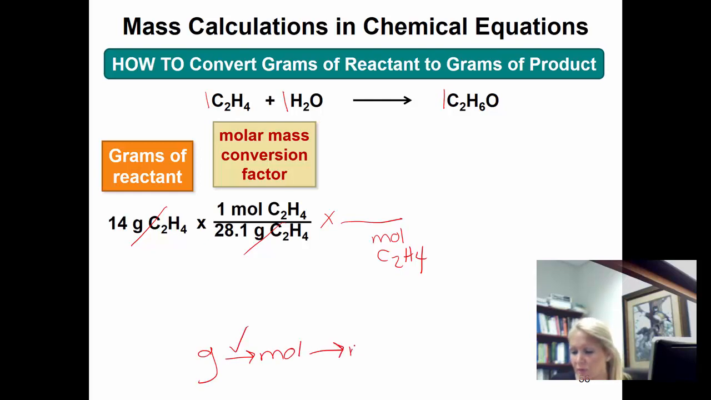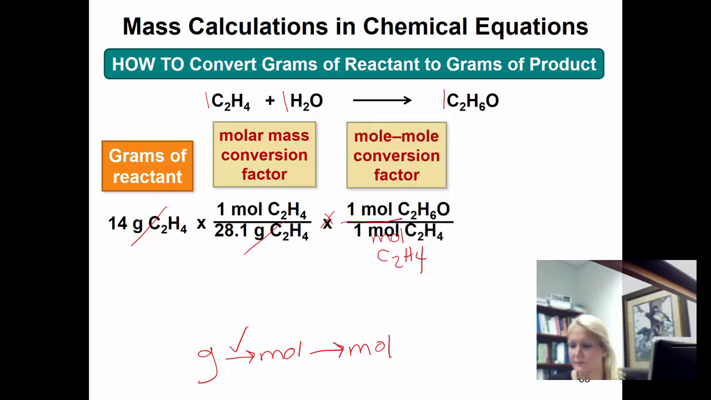Now we go from moles to moles of C2H6O. So in the problem, if you need to go back and look at it, it gave us 14 grams of C2H4, and it wants us to find grams of C2H6O. So that's our product here, okay?